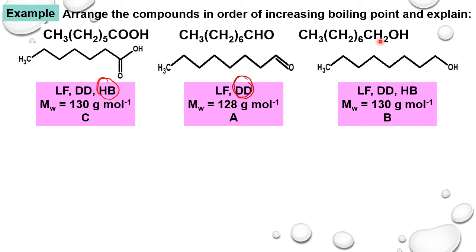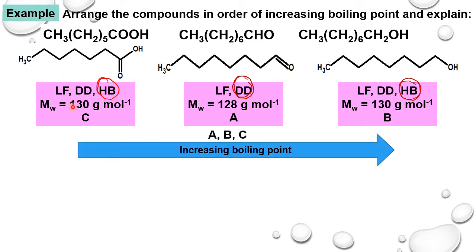Okay, next we look at alcohol. So alcohol also has all three: London forces, dipole-dipole and hydrogen bonding. Okay, so the most significant is hydrogen bond. So the problem now is there are two compounds that have hydrogen bond, which is our alcohol over here and our carboxylic acid. So when there is hydrogen bond, we look at how the hydrogen bond is formed. Okay, so as you know, the highest boiling point will go to carboxylic acid, followed by alcohol, and lastly the lowest boiling point is aldehyde.